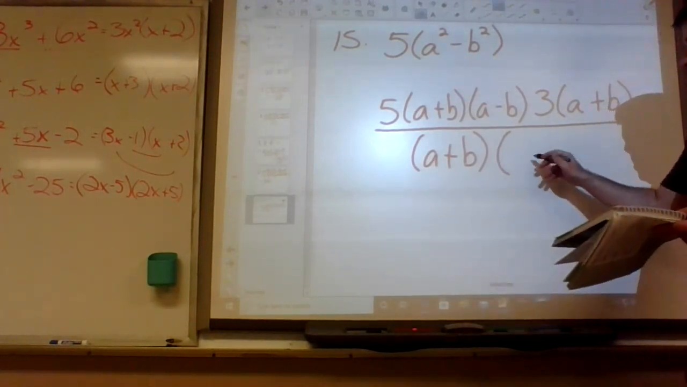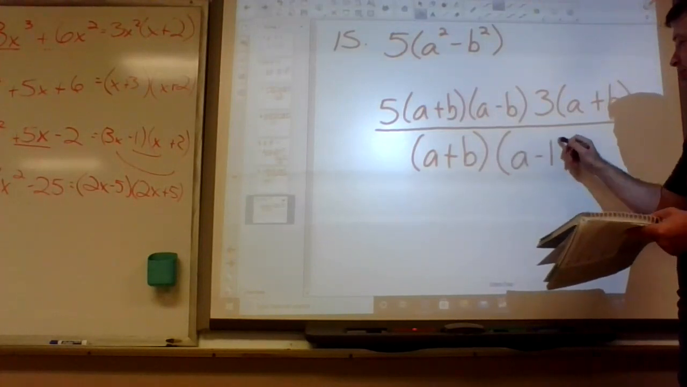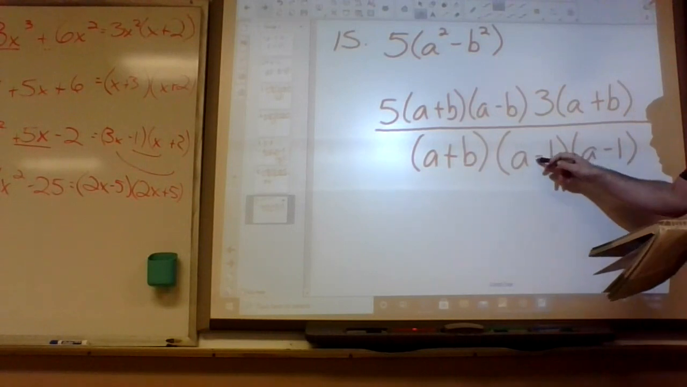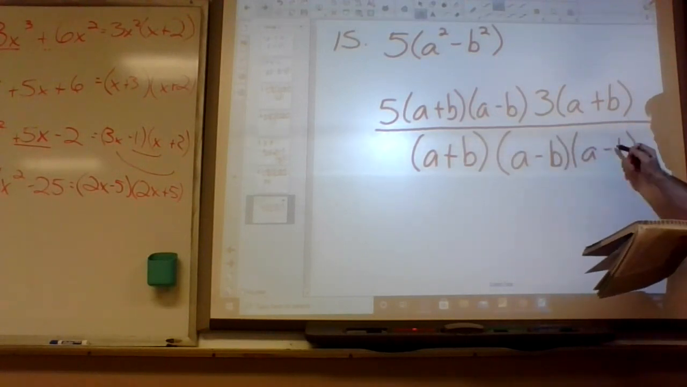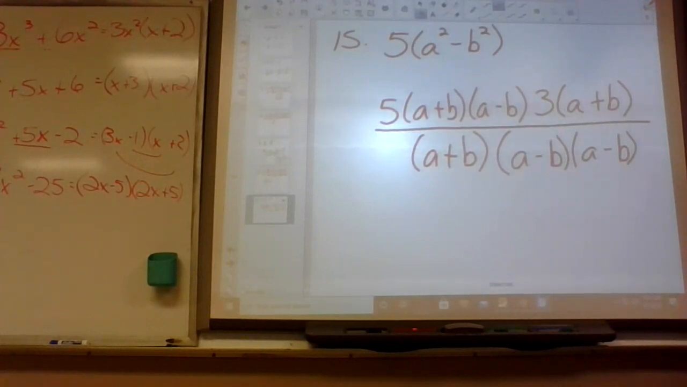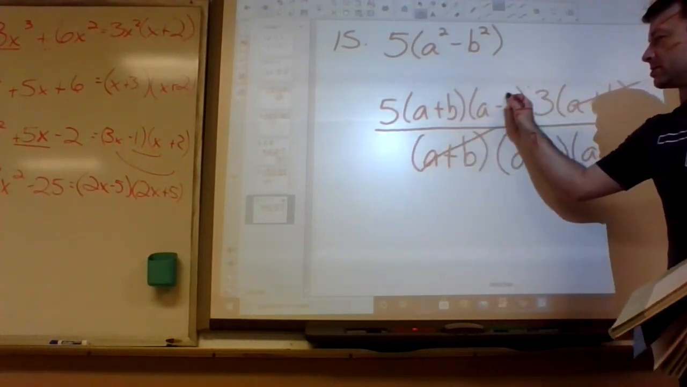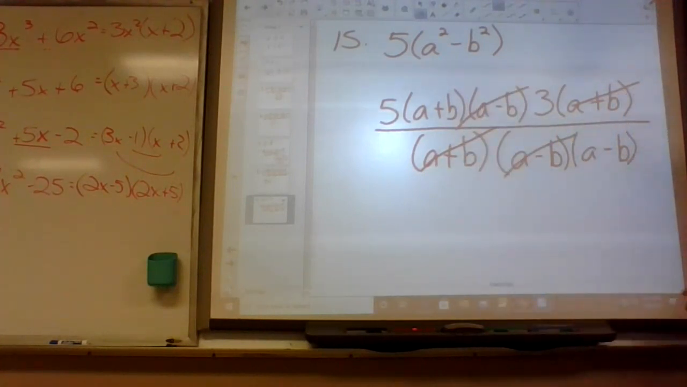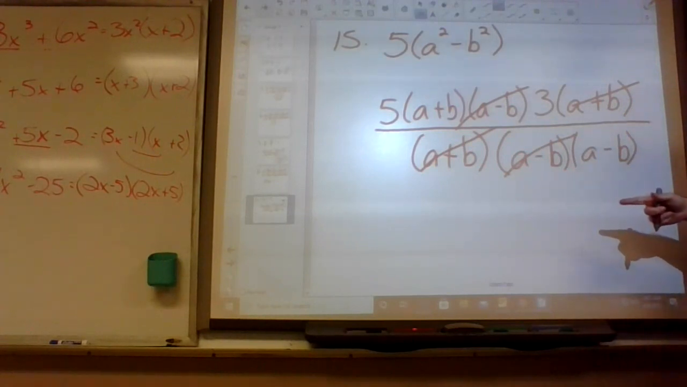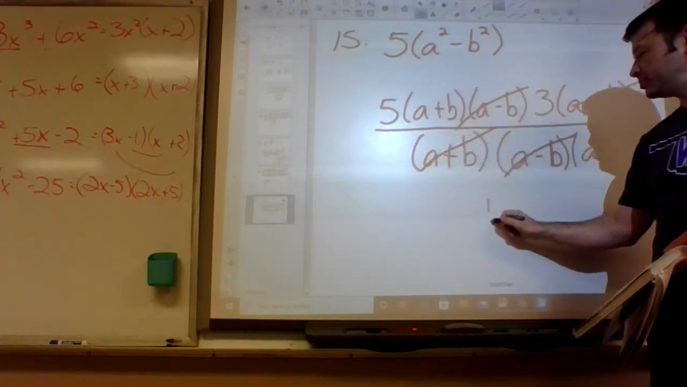So, but what's wrong with what I'm writing? Yeah, it's minus 1b. Let's put that there. Do these cancel? No. So what do I have on top? 15 times a plus b, a plus b.